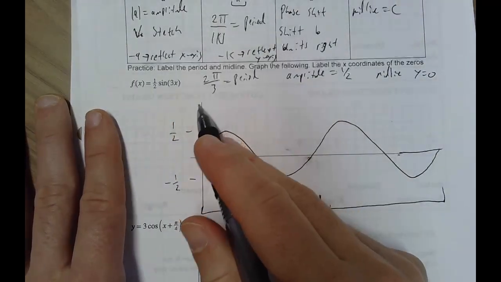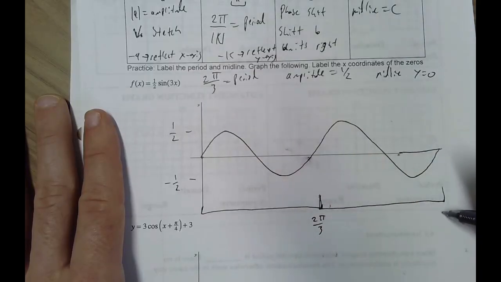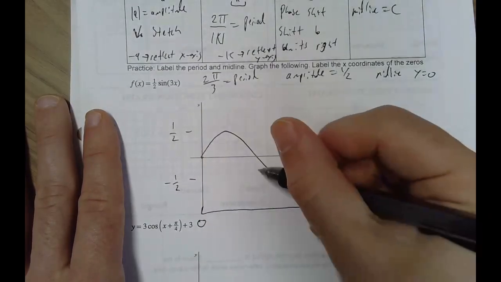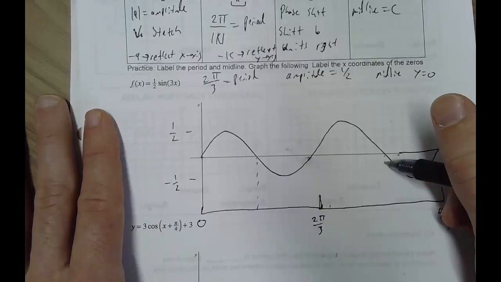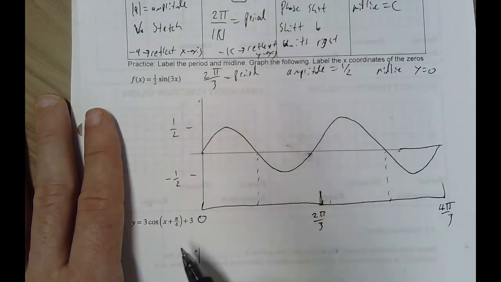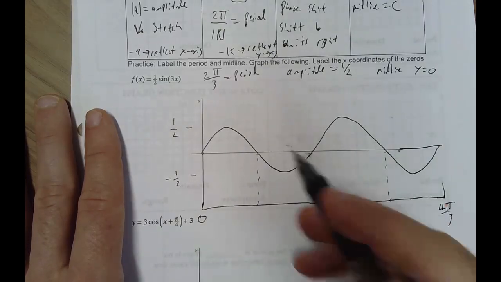Now the period is 2 pi over 3, so that means this value must be 2 pi over 3, and then this would have to be 4 pi over 3. That makes sense? And then this would have to be 0. And so then it's, okay, well, what is this point here? What is this point here? Well, that's halfway between 2 pi over 3 and 0. So that would be this divided by 2. So this would just be pi over 3.